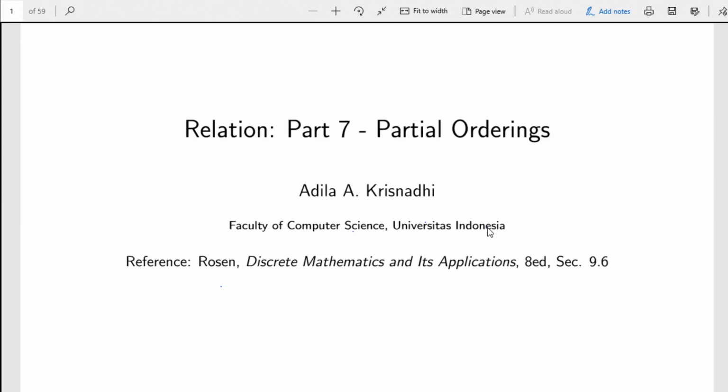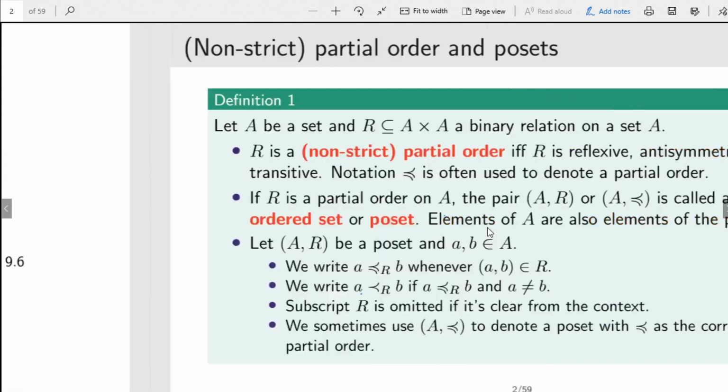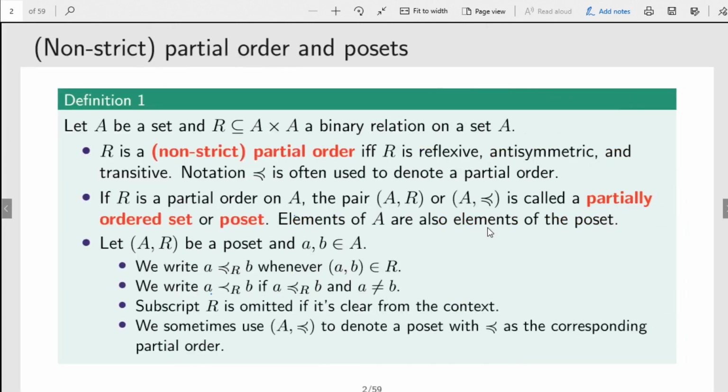We are now at the seventh part of the topic relation, and in this part we will discuss partial orderings. Partial ordering is another property of binary relation like equivalence relation, but we define this differently. Given a set A and a binary relation R on A, we say that R is a partial order or non-strict partial order if and only if R is reflexive, antisymmetric, and transitive.